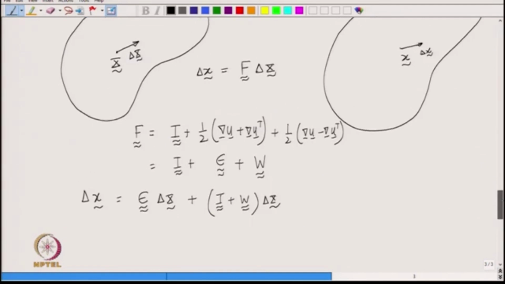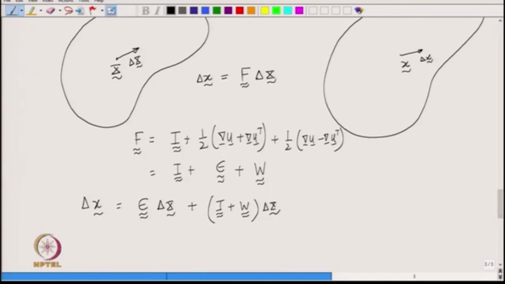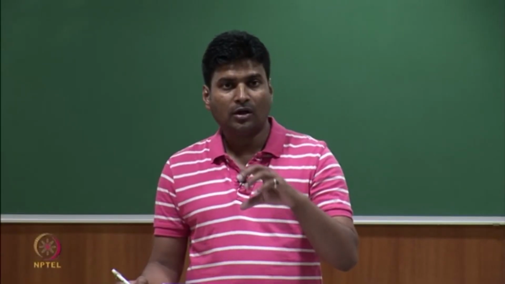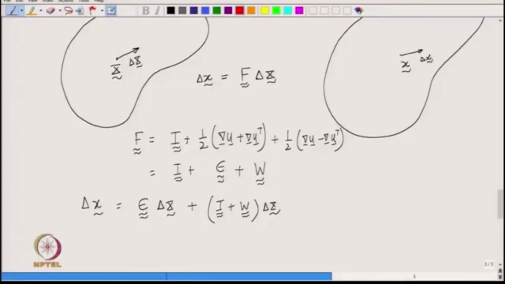Now, let us try to see what is the meaning of these two terms. See, at any point big X there are so many line elements passing through that point. So, you can think of a small neighborhood around the point big X, and there are many line elements here. So, what does big F do to line elements in this small neighborhood?